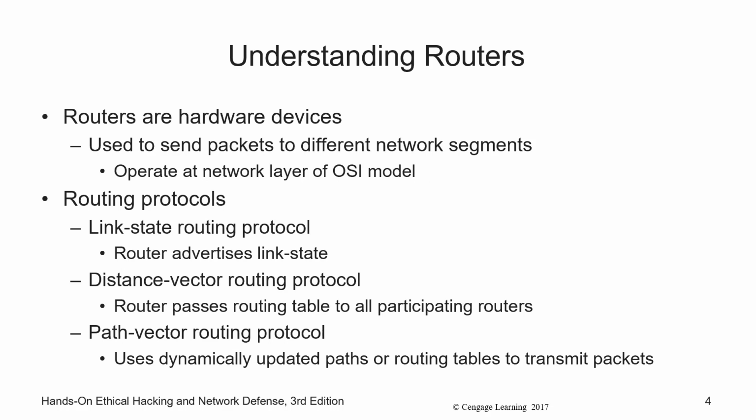So routers are hardware devices. It's used to send packets to various network segments, direct traffic, and these operate at the network layer in OSI. There's various routing protocols: link state, where the router advertises its link state; distance vector routing protocol, where a router will pass its table to all participating routers; and path vector, where the paths are chosen and the routing tables are chosen dynamically.